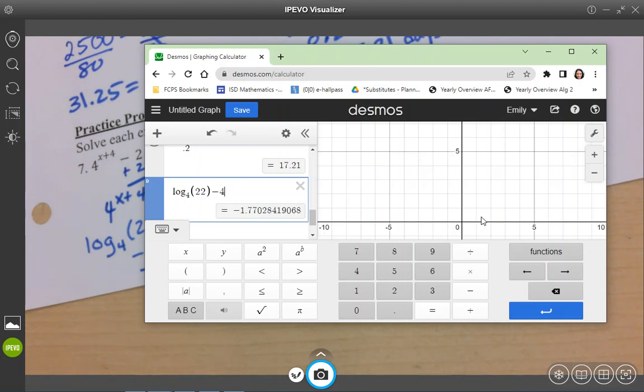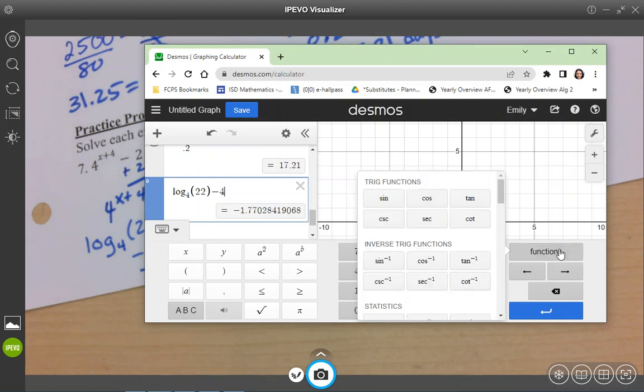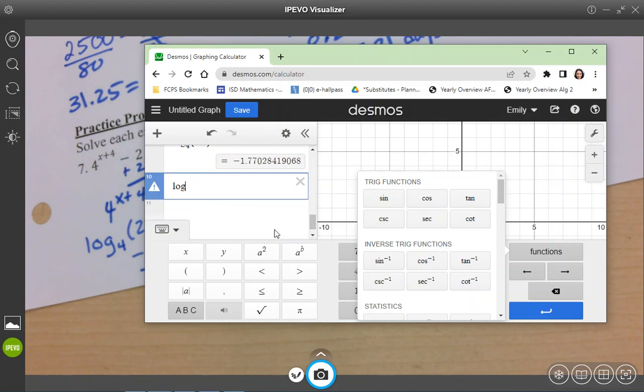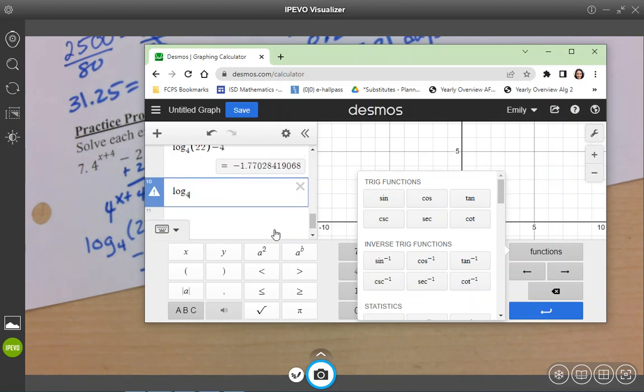All right, does anybody want to hear that trick again for doing log base 4? Okay, so normally we were going into functions to get it, but you can also do log base 4 by typing log and then doing underscore. That's shift and dash, and that will give you the base space down there, okay?